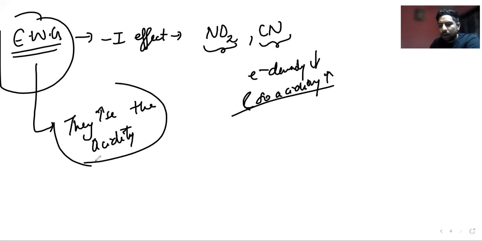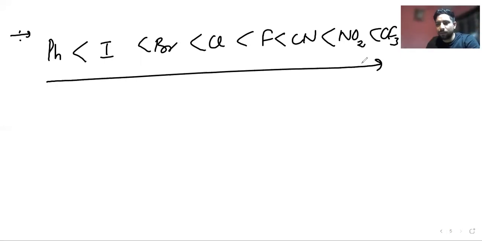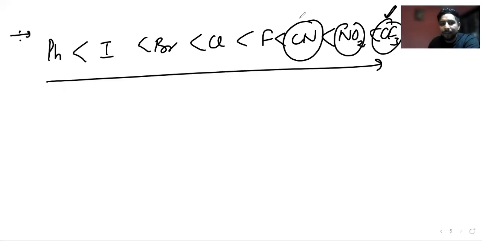Okay, now we have to discuss some groups and their effects. According to that, you have to learn that phenyl, iodine, bromine, chlorine, fluorine, cyanide, nitro, and CF3, in this order, is the power of some groups. Okay, that is to what extent they can withdraw electrons from the carbon. On the basis of that, acidity is decided. If this group is present, the acidity will be higher than this. If this is present, it will have the lower acidity. So this is the order which you have to remember, and a very important question is asked from this part.